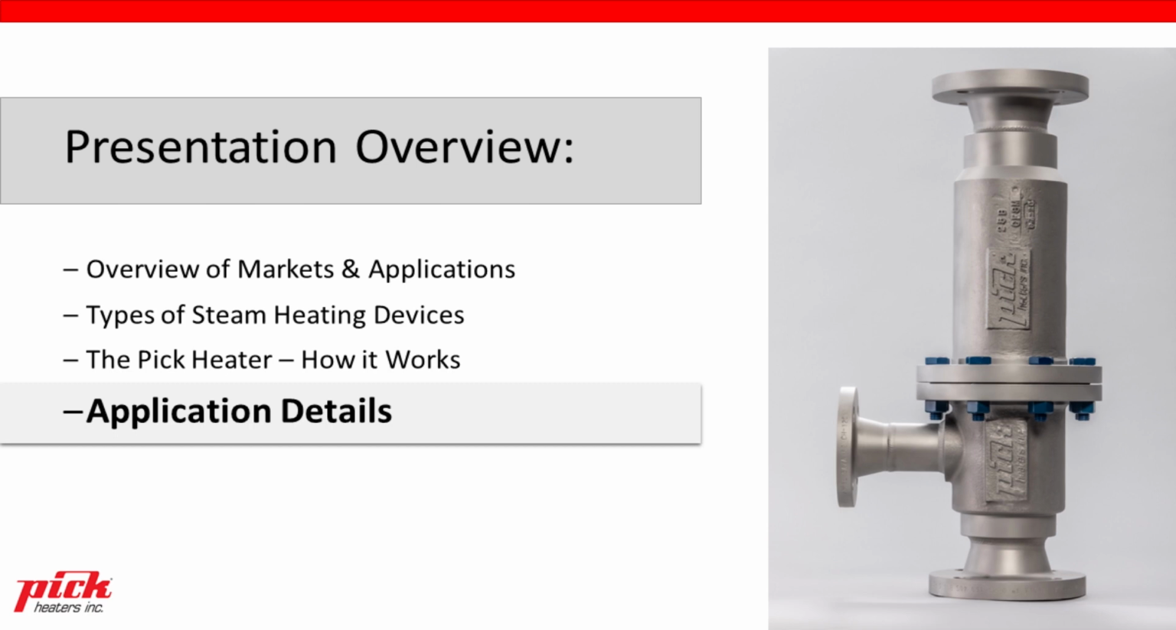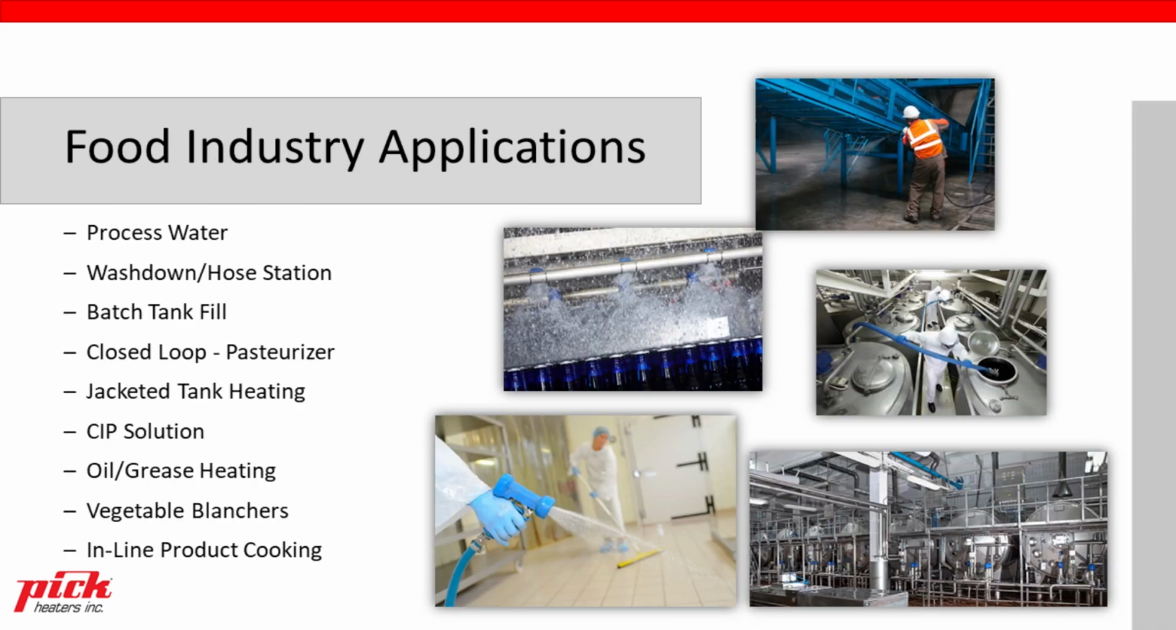So moving on to some of the other application details within each industry. So starting with the food industry, which is a very large industry for us. We often see heating process water for plants, wash down hose stations, so plant sanitation is a very large application for us. And that's where that variable flow heater is used. Batch tank filling, again, very common application. A lot of people use it and need it.